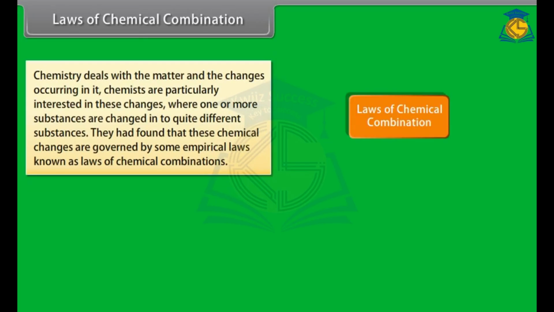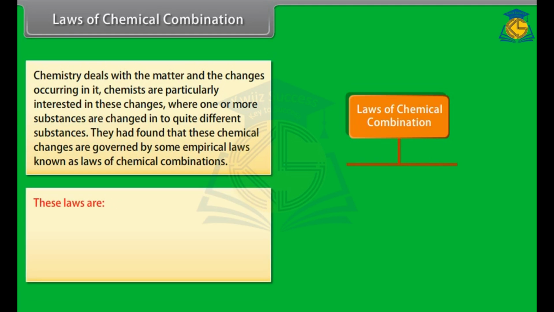Laws of chemical combination. Chemistry deals with the matter and the changes occurring in it. Chemists are particularly interested in these changes where one or more substances are changed into quite different substances. They had found that these chemical changes are governed by some empirical laws known as laws of chemical combinations.